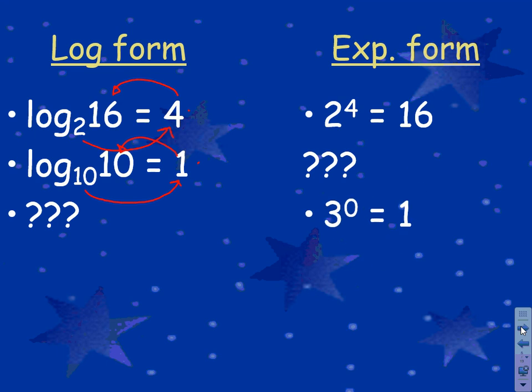Okay, so now let's go backwards. I should write this one up here. So 10 to the first is equal to 10. So now let's go backwards. Let's go exponential form to logarithmic form. So in that exponential form, what is your base?